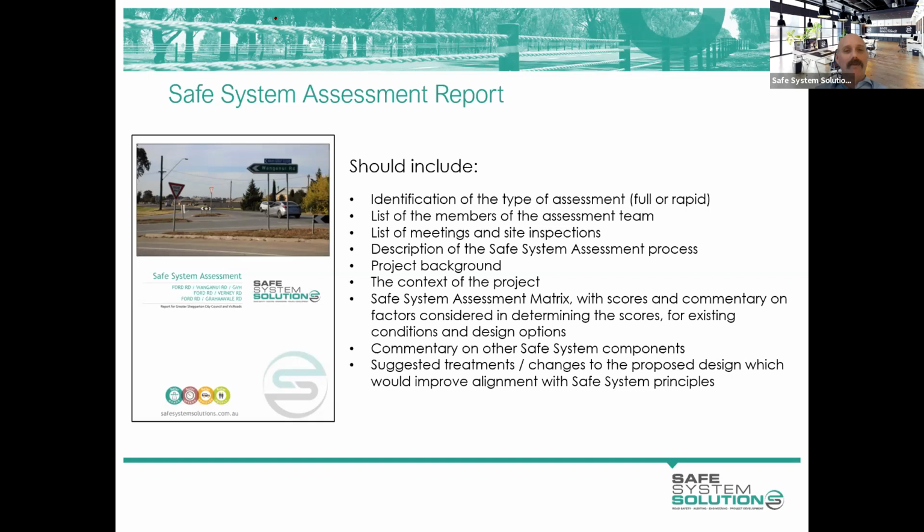The project background, and put in any specifics that you've been told about the project. The context, you fill out those prompt questions, which are straight out of the Austroads framework. Then you do your matrix and your score and your comments on factors that increased or decreased the score, and you do that for the existing conditions and all the design options. Make your commentary around other safe system components, being the people, the vehicles, and the post-crash care, and suggest any treatments changes with the proposed designs, which would improve alignment with safe system principles.